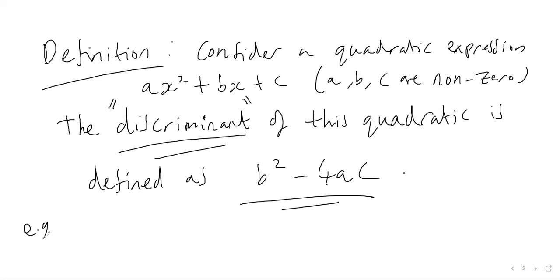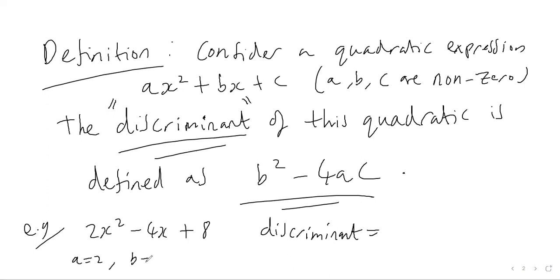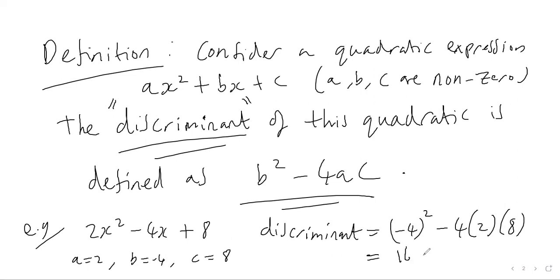So here's an example down here. Let's say you've got 2x squared minus 4x plus 8. The discriminant of this particular quadratic is going to be b squared minus 4ac. The a in this case is 2, the b in this case is minus 4, and the c is 8. So your discriminant is going to be b squared, which is minus 4, all squared, subtract 4 times the a, which is 2, times the 8, which is the c. If you calculate this, you get 16 there.